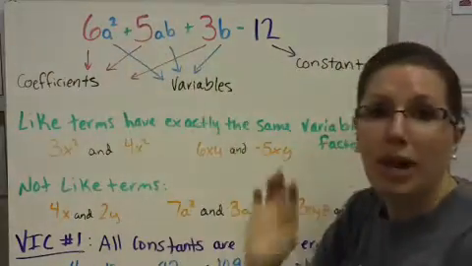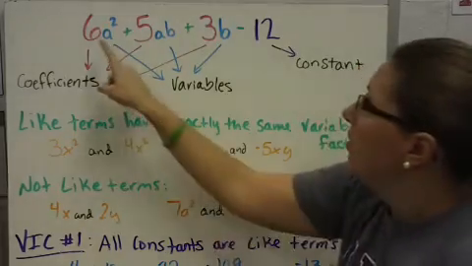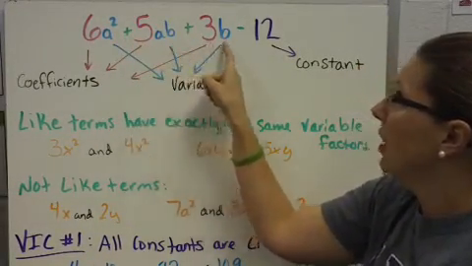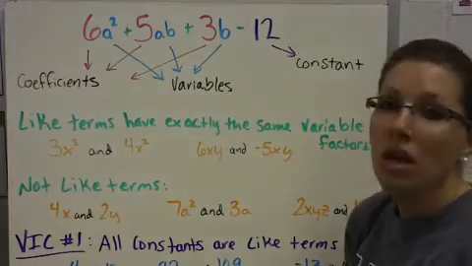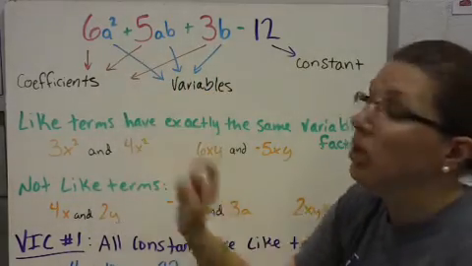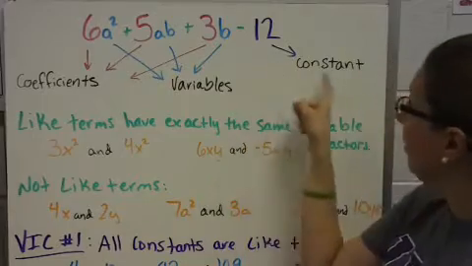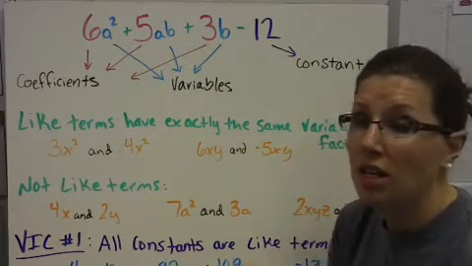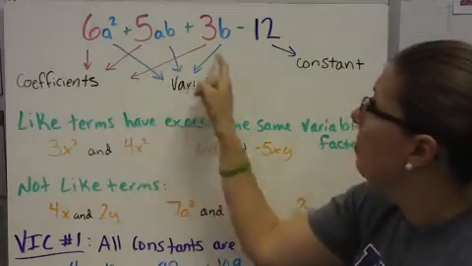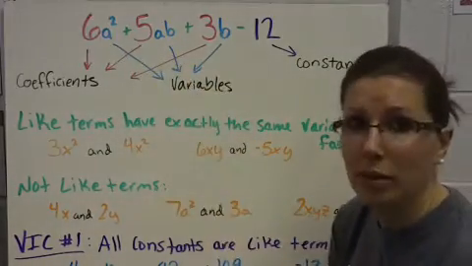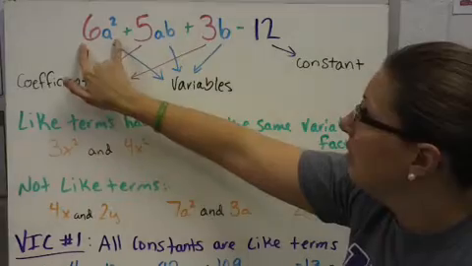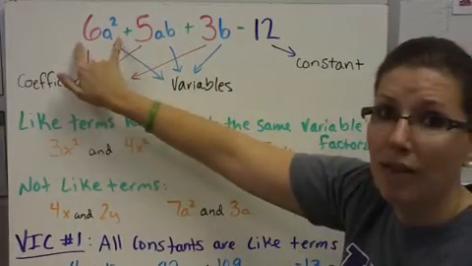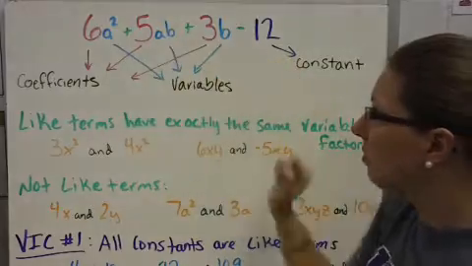So here I've got an algebraic expression for you. 6a squared plus 5ab plus 3b minus 12. My 6, 5, and 3, those are all my coefficients. My 12 here is a constant. You see how it has no variable with it? So it's just a constant. A squared, ab, and b, those are all variables. These items here that are separated by my plus and minus signs are terms. So I've got 4 terms here.